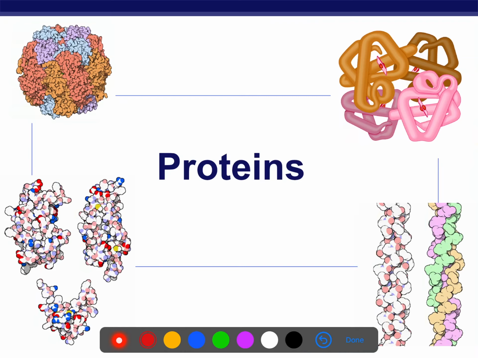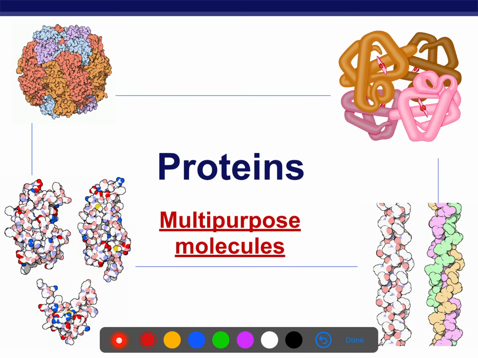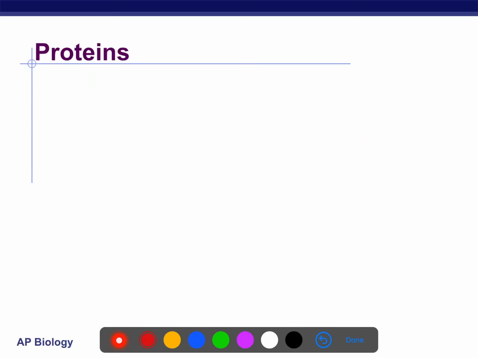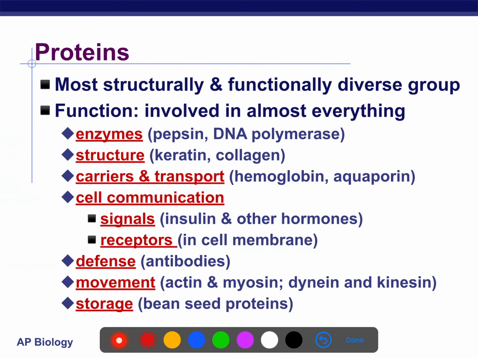Okay, so now we're going to move on to proteins, which could arguably be the most important macromolecule, because proteins really do just about everything. Proteins are very diverse. They make up a ton of different things in our cells, in our body systems. They're going to make up enzymes. They're going to provide structure for our cells. They're going to carry and transport molecules through our bloodstream and in and out of our cells.